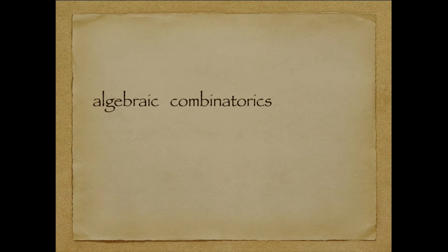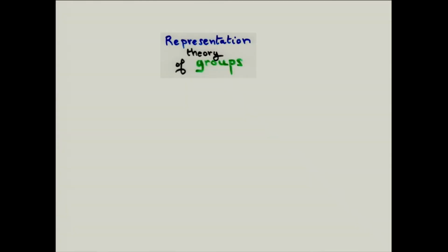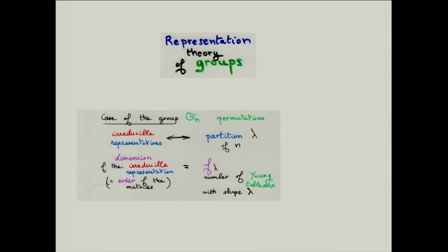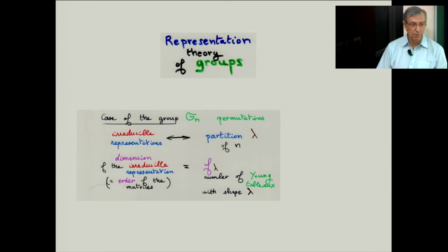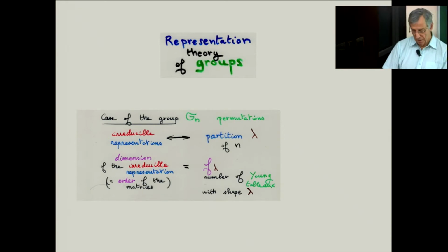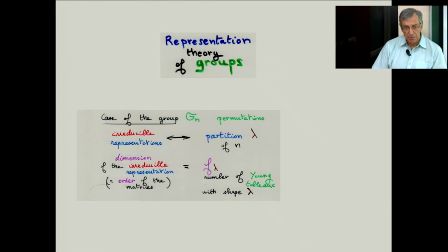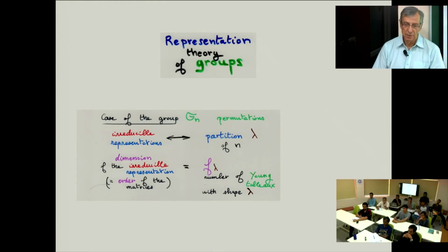So algebraic combinatorics is a mixture of combinatorics and algebra. And here we are in the representation theory of groups. If you know representation theory, for each group there are irreducible representations. For the symmetric group, the irreducible representations are in bijection with partitions of n. And the dimension of the irreducible representation is exactly the number of Young tableaux related to the partition lambda.